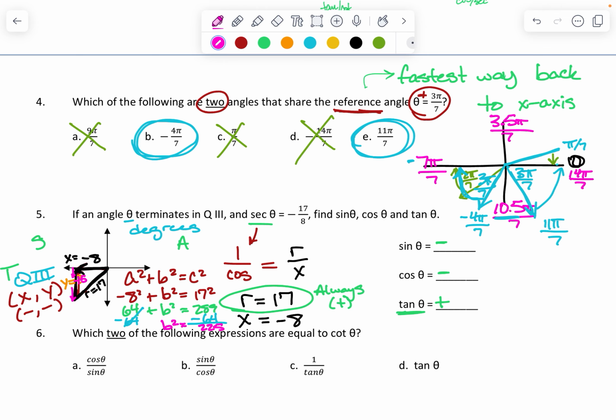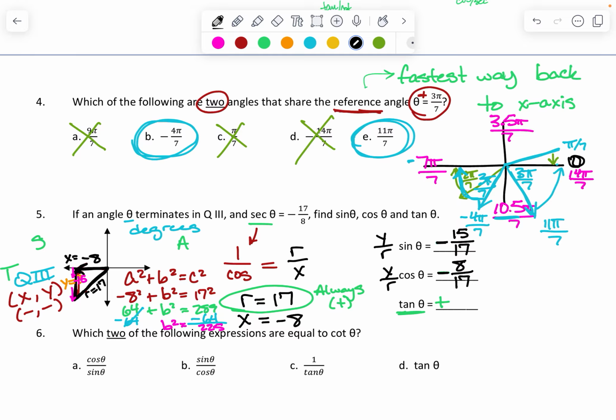So we have all of our sides here. We have our x, our y, and our r. Now it's just time to fill in the blanks. Sine is y over r. So we're going to take our y, negative 15. I've already got my negative here. And put it over r. So negative 15 over 17. Cosine is x over r. So we're going to take our x, negative 8. I've already got the negative here. And we're going to put it over r, 17.